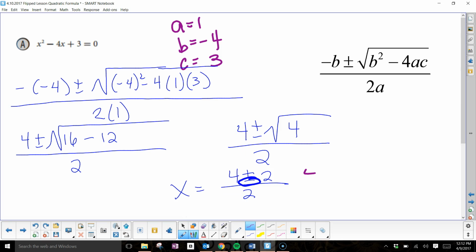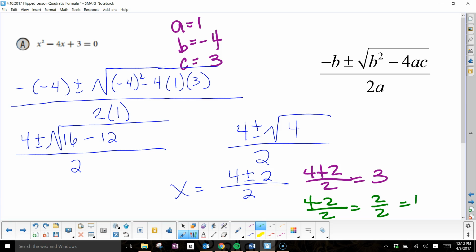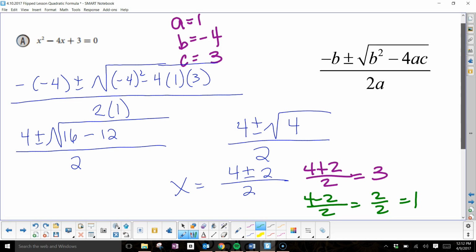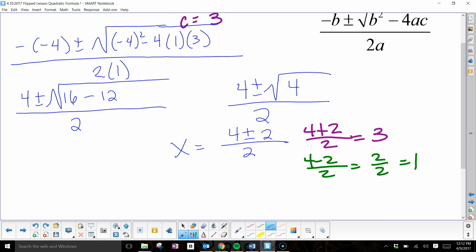So for the positive root, it's going to be 4 plus 2 over 2. And that simplifies to a 3 because 4 plus 2 is 6 on top, and then 6 divided by 2 is 3. Now let's focus on the negative root. It's going to be 4 minus 2 over 2 this time. 4 minus 2 is 2, and 2 over 2 is 1. So there we have it. Those are our two roots. We're going to write x equals 3 and 1.